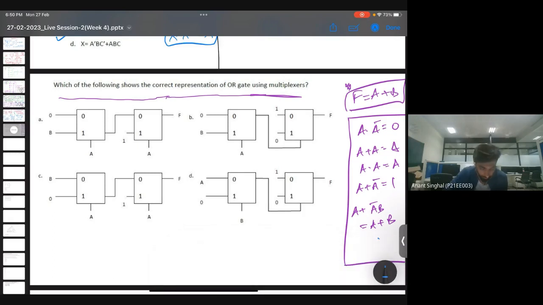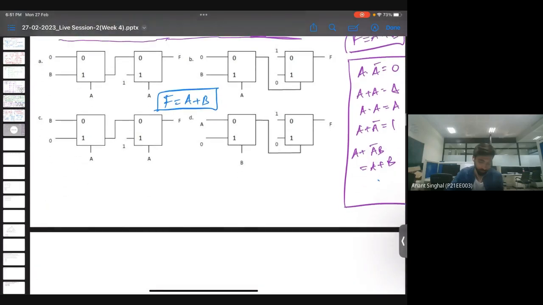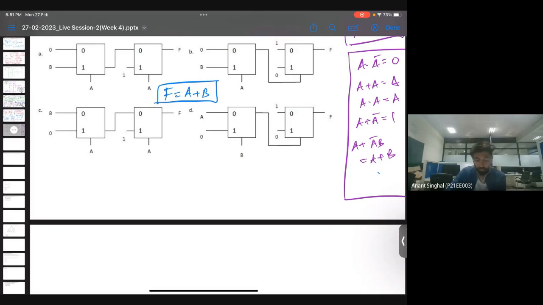Anyone with any answer? So we need F as A plus B. So is there any circuit which is given, which is giving this answer? Anyone? I'll give you 2 minutes, okay?